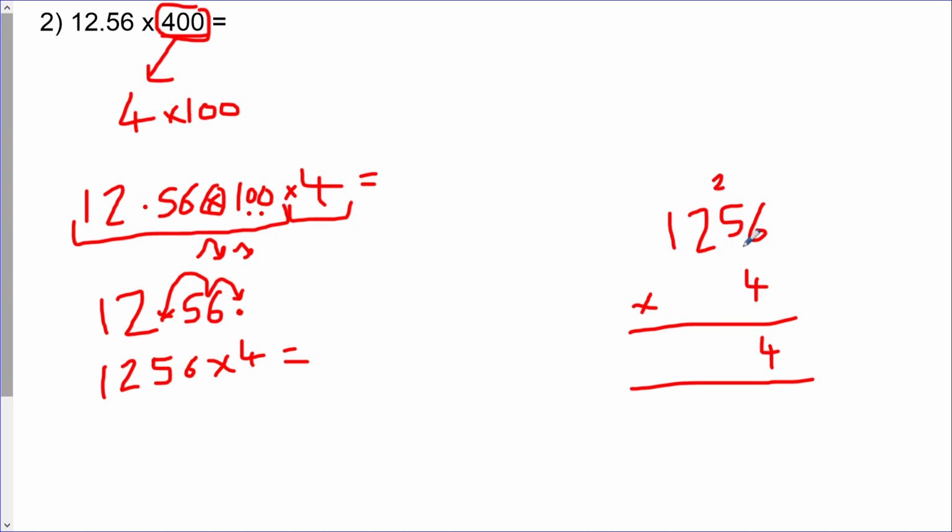4 times 5 is 20, add the 2 is 22. 4 times 2 is 8, add the 2 is 10. And 4 times 1 is 4, add the 1 that we've carried is 5. And then the last step we have to do is to put our answer in the correct place. So we can see that through partitioning, through splitting up, through breaking down our multiple of 10, 100 or 1000, we can actually make the problem very, very simple.